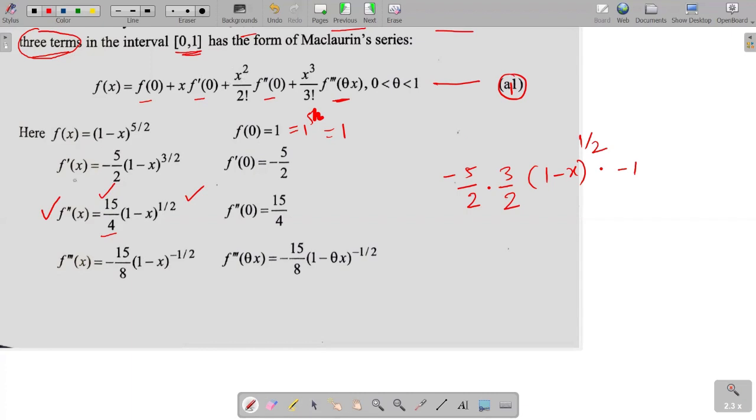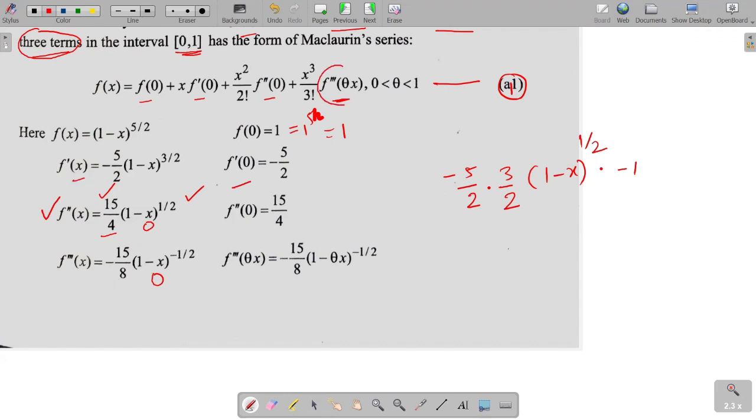Okay. So next put here x is equal to 0. We get f dash of 0. So f dash of 0 will be x is equal to 0. So this will be 1 to the power something is 1. So minus 5/2. Similarly, again here put x is equal to 0. So we get 15 divided by 4. Again here put x is equal to 0. We get minus 15. Sorry, no.